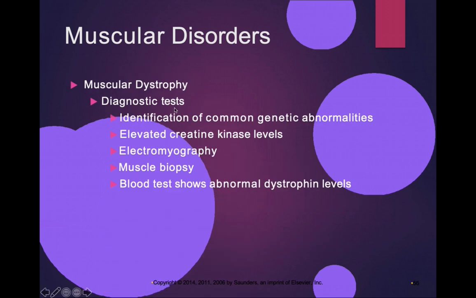The diagnostic test for this is the identification of the genetic abnormalities. They also look at increased creatine kinase levels. When this rises, there's muscle damage, either in skeletal muscle or cardiac muscle. EMG, which is electromyography, muscle biopsy, and then blood tests that show abnormal dystrophin levels.